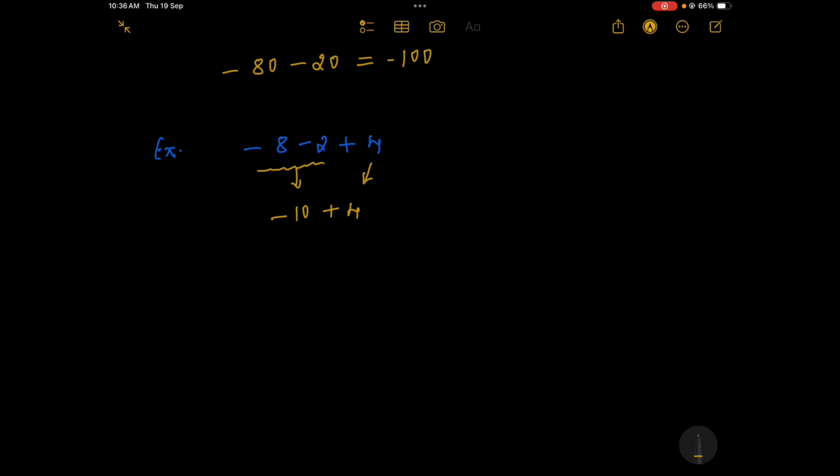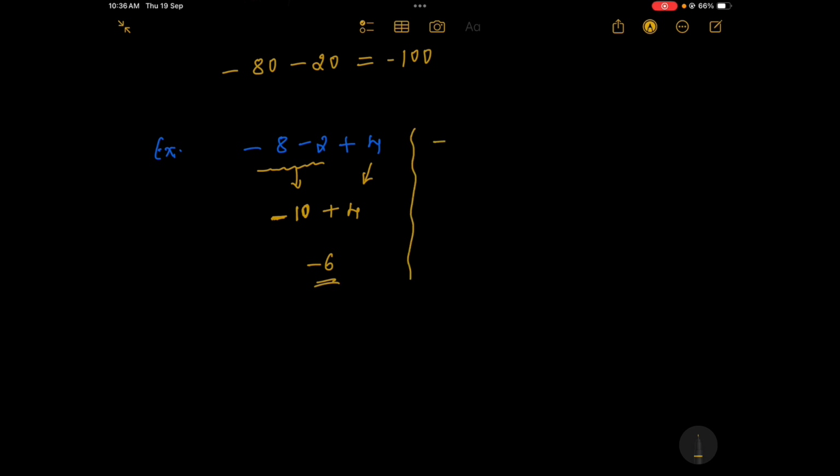Now there is a negative number and a positive number. We need to subtract. What is 10 minus 4? We get 6 here. And look, decide the sign, whether it is positive 6 or negative 6. For that you have to look at the greater number. 10 is the greater number. It has a negative sign. So minus 6 is the answer.